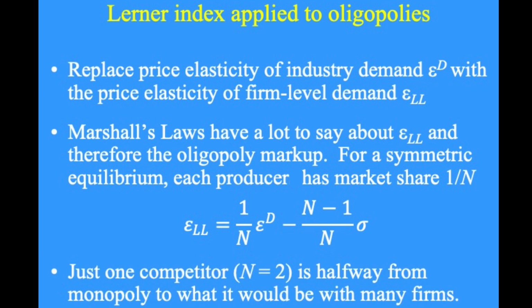Interestingly, just one competitor, where N equals 2, takes the firm-level demand curve halfway to what it would be with many firms, unless sigma is different with two firms than it would be with many. Two competitors take it two-thirds of the way, that is, twice as far from monopoly as from many firms. A richer model might allow sigma to grow with the number of entrants, or use competition metrics different from epsilon sub L, but Marshall's law gives the spirit of why two firms might be enough to consider an industry to be competitive, a rule of thumb sometimes attributed to George Stigler.